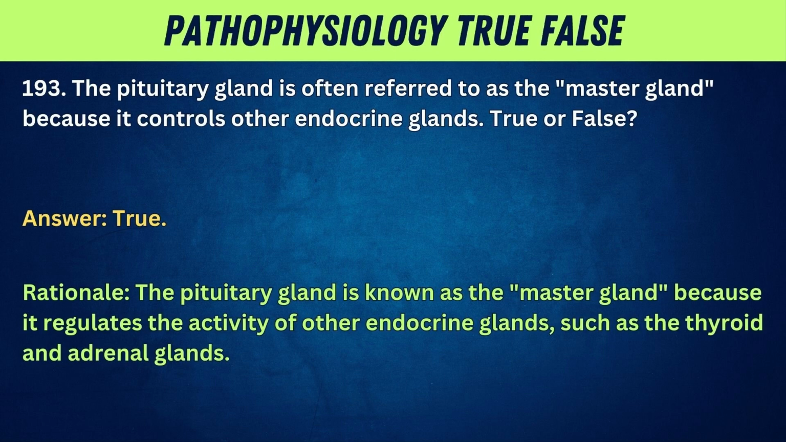193. The pituitary gland is often referred to as the master gland because it controls other endocrine glands. True or false? Answer: true. Rationale: the pituitary gland is known as the master gland because it regulates the activity of other endocrine glands, such as the thyroid and adrenal glands.